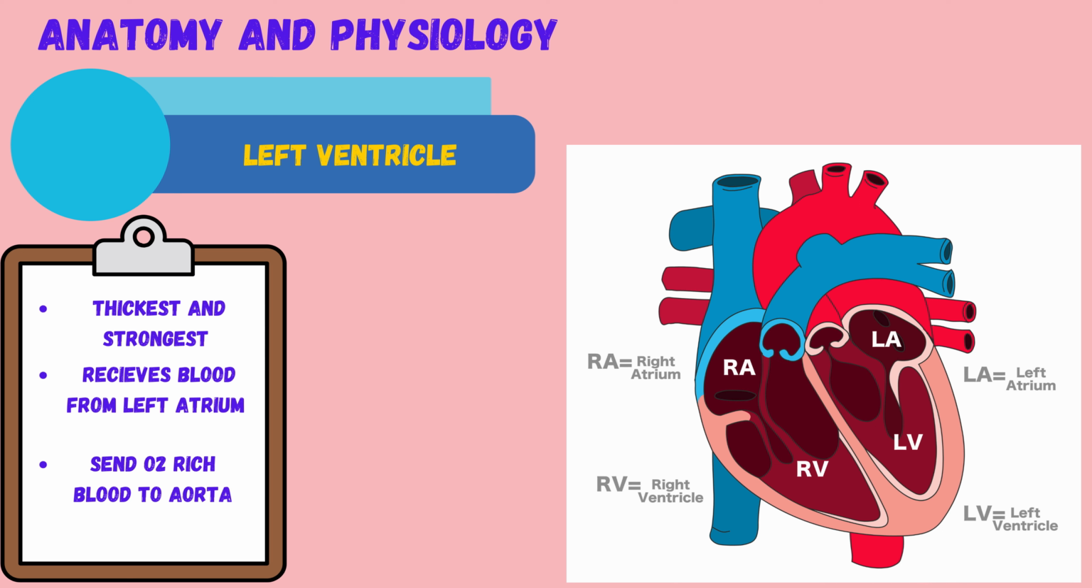Left ventricle. The left ventricle is the thickest and most muscular chamber of the heart. Its job is to pump oxygenated blood with great force through the aorta to deliver it to every part of your body, from your brain to your toes.